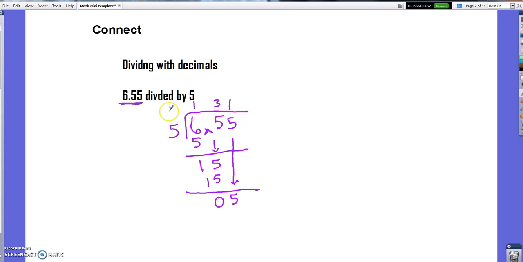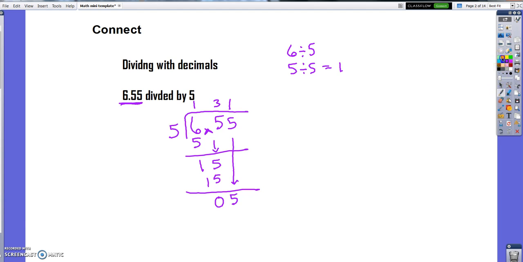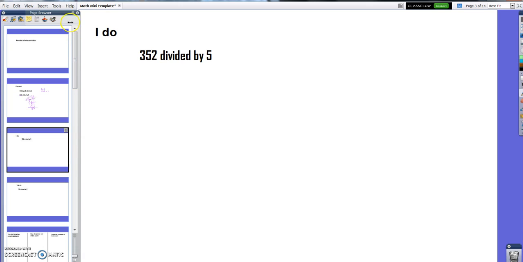but I have to figure out where my decimal goes now based on an estimate. If I look back at my original problem, that's about 6 divided by 5, which is really close to like 5 divided by 5, which is 1. So I'm looking to place my decimal somewhere where I have an answer that's roughly 1. And that would appear to be right there. My answer would be 1 and 31 hundredths. Okay? Alright, let's talk about remainders, and I'll tell you why.